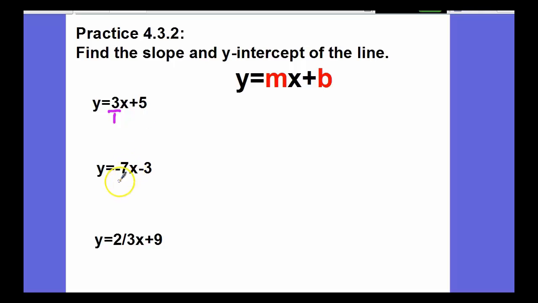My second line is going to be a negative slope, and if you graph it, it should go downhill, and that will be 7 over 1, or negative 7. And then my y-intercept is also negative, and that will be the point at 0, negative 3. The third one here, my m is 2/3. It's already in a fraction, so I don't need to change that. So my slope is 2/3, and my y-intercept is at positive 9. So that would be at the point 0, 9.